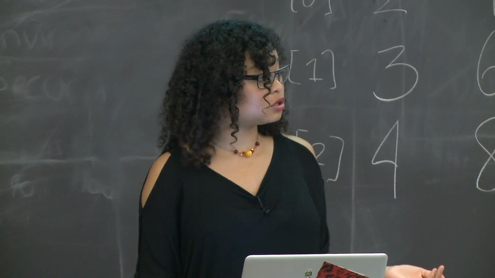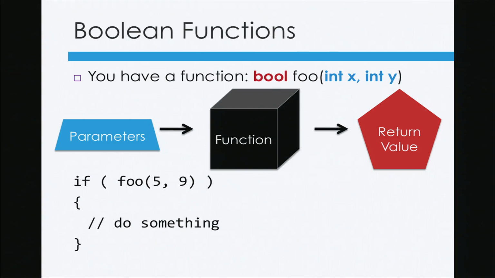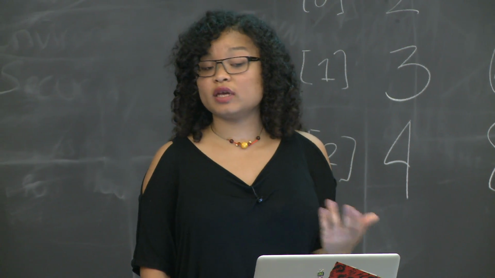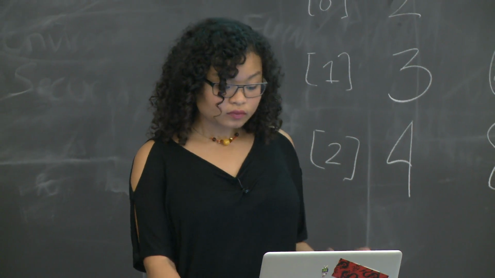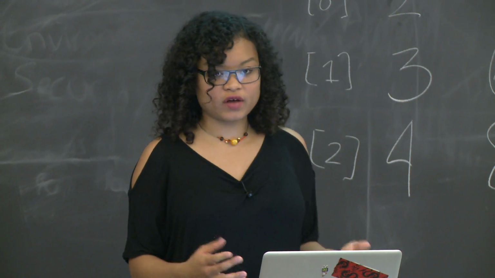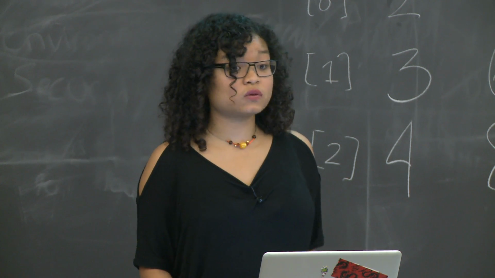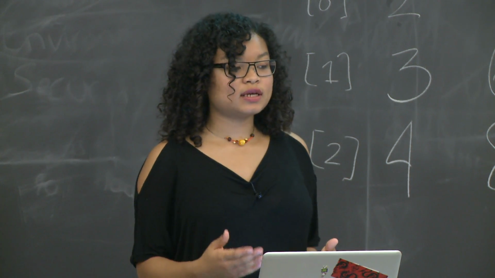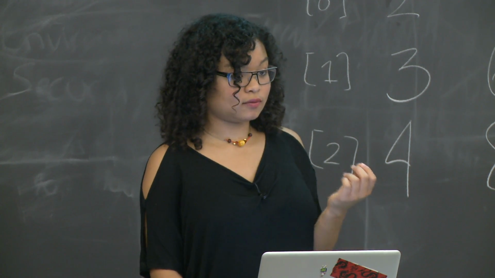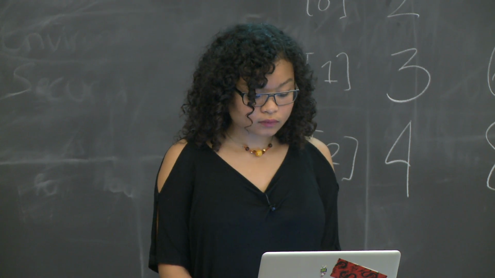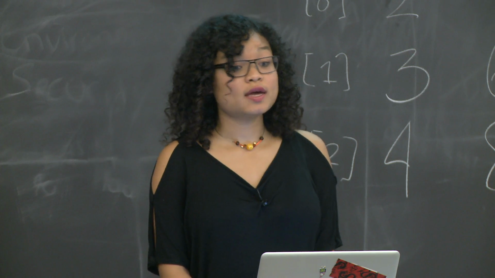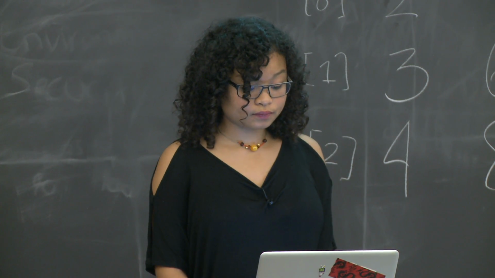So within your condition, you can simply say if foo, and then you pass in its required parameters, 5 and 9, for instance, 2 integers, then you know that that will return either true or false. And so then you can use that as your condition itself. Similarly, you could also say foo 5, 9 equals true or equals false or something like that, but that is slightly unnecessary as the function itself already evaluates to either true or false. Okay, so we're going to keep this in mind when we see some examples in the distribution code.